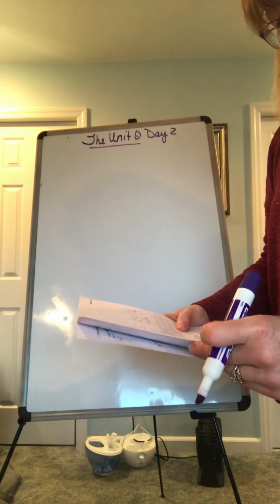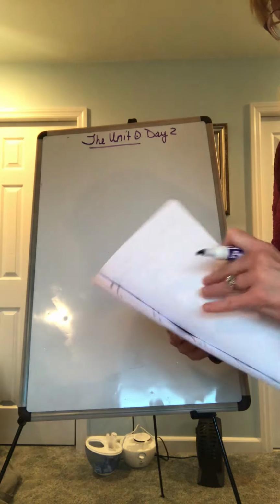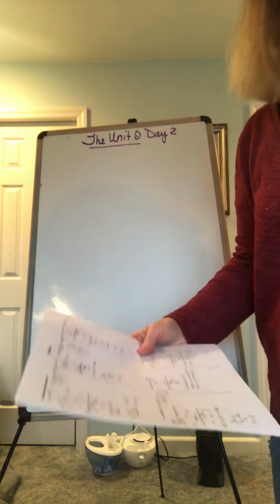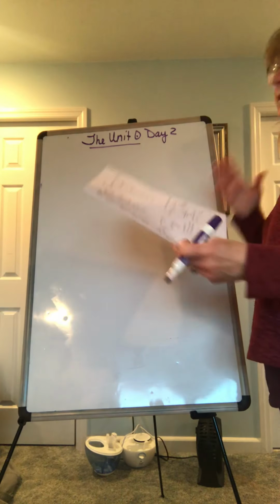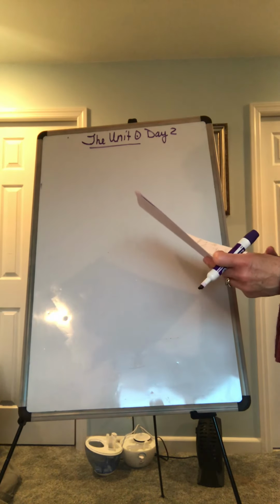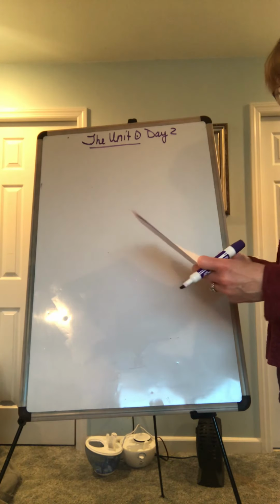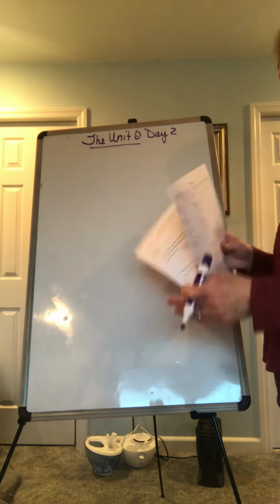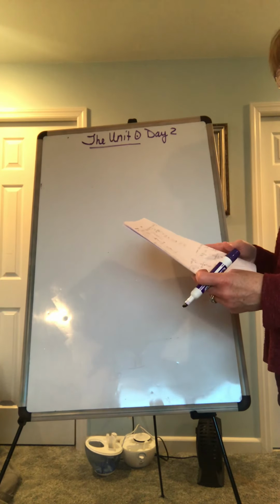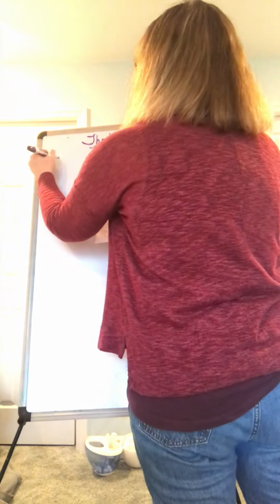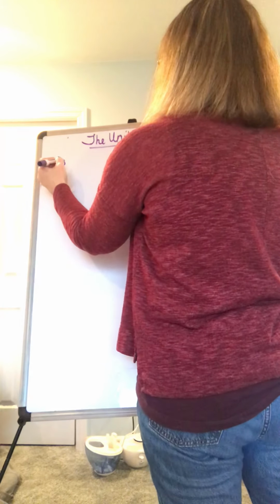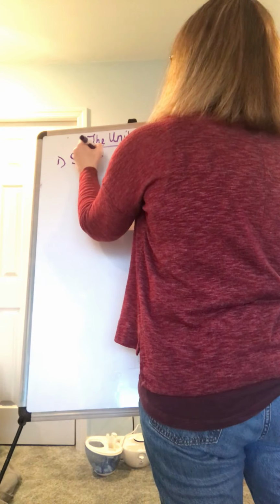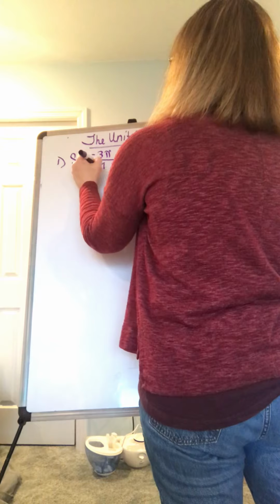Now, the second day of work is a packet. It's going to say Unicircle Day 2. The first page is a warm-up page, which I think I'm going to actually work through with you together, just because I think it's a little bit helpful. Number 1 says, find the exact value of the secant of negative 3 pi over 4.